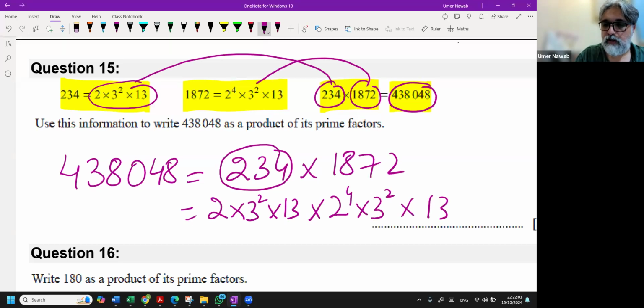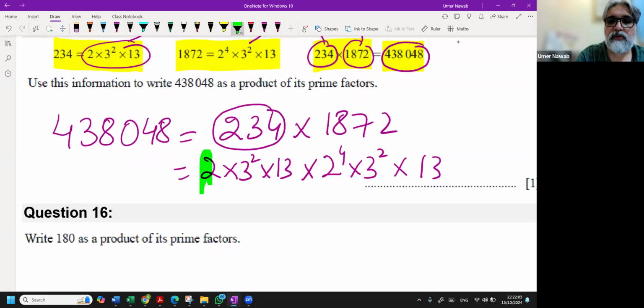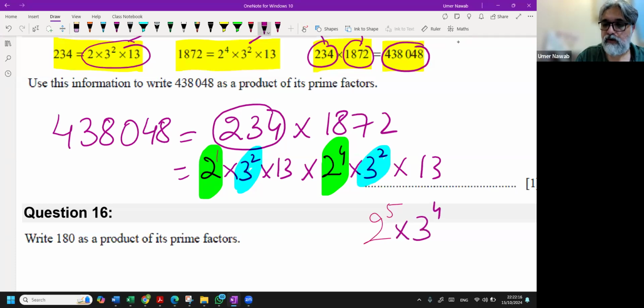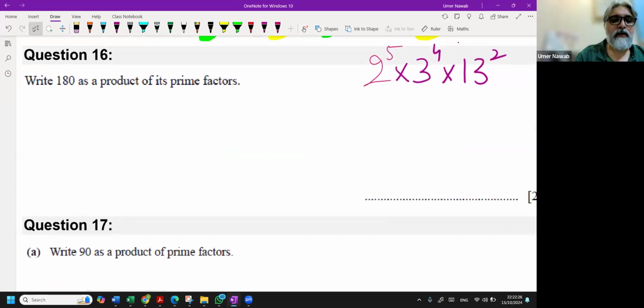Now, guys, check it out. How many 2's you have? You have 2 and 2 raised to power 4. Combine them. So total is 2 raised to power 5. Can you check 3 raised to power 2 and 3 raised to power 2? If you combine them, you will get 3 raised to power 4. And also 13 and 13, there are two 13s. You can write it as 13 raised to power 2. That's all with it.